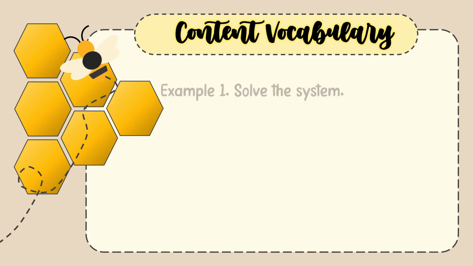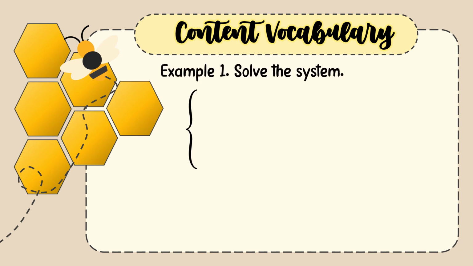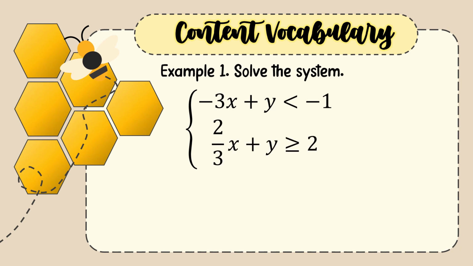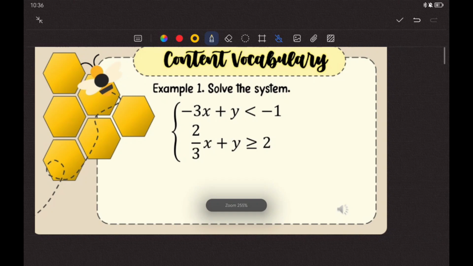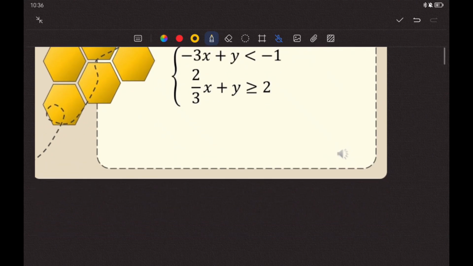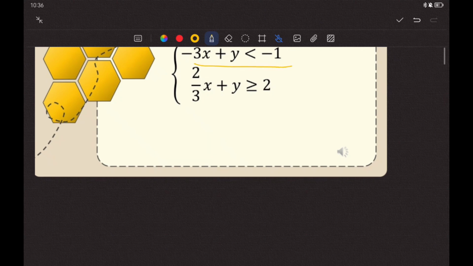So I have here example number 1. Solve the system: negative 3x plus y is less than negative 1 and 2/3 x plus y is greater than or equal to 2. Now let's proceed with the solution. Now let us try to solve example number 1. The system of negative 3x plus y is less than negative 1 and 2/3 x plus y is greater than or equal to positive 2. Now let's solve first this one.